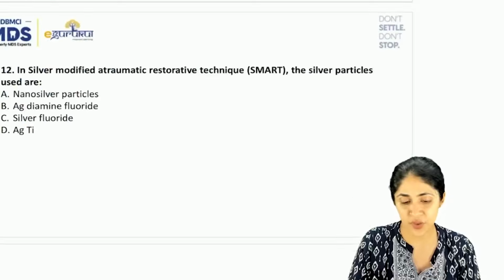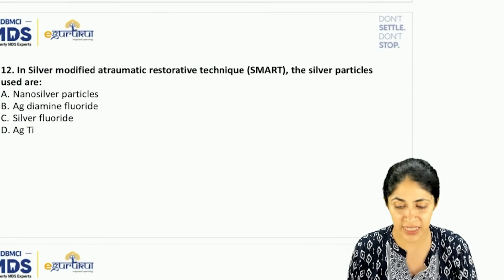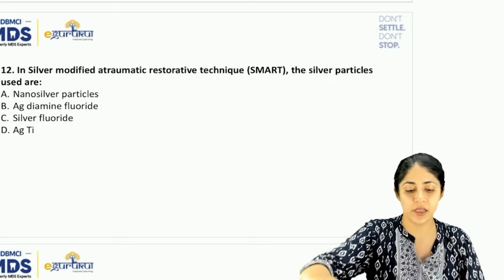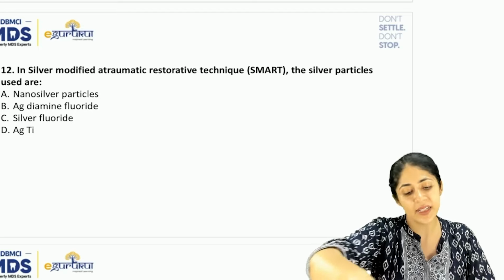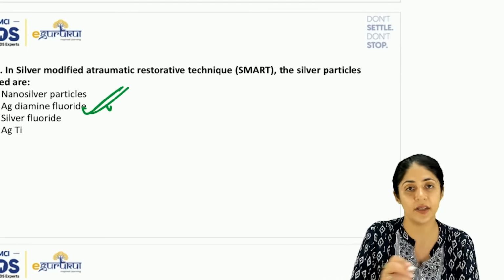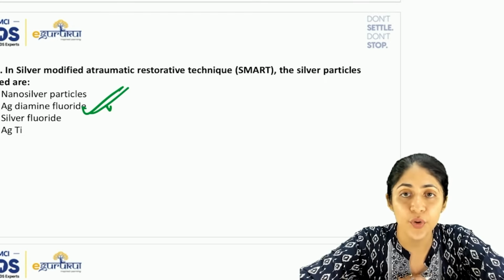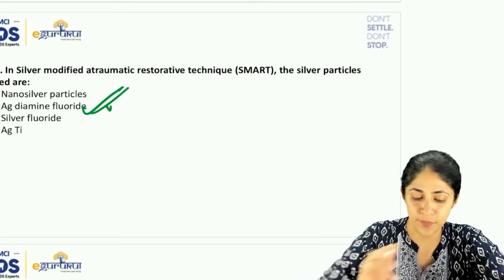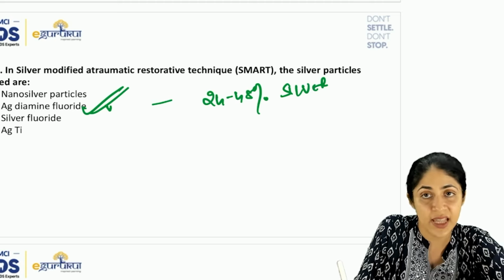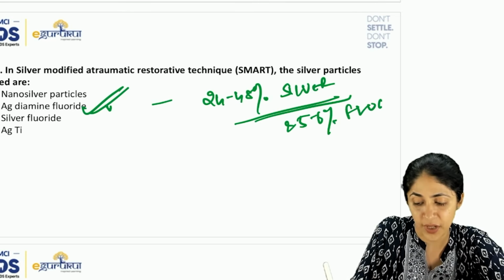Now coming to the next one, which is the silver modified atraumatic restorative technique, the SMART. Which are the silver particles that you use? In the SMART technique, the silver compound that we use is silver diamine fluoride. Silver diamine fluoride contains approximately 24 to 28% silver, and it has 5 to 6% fluoride.